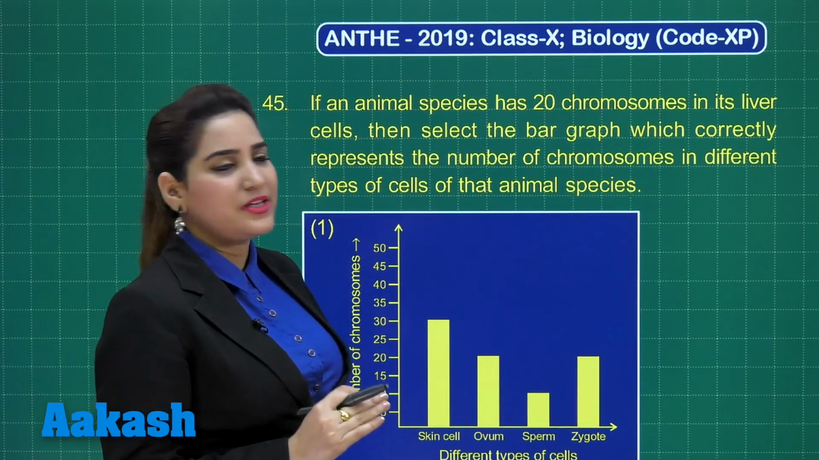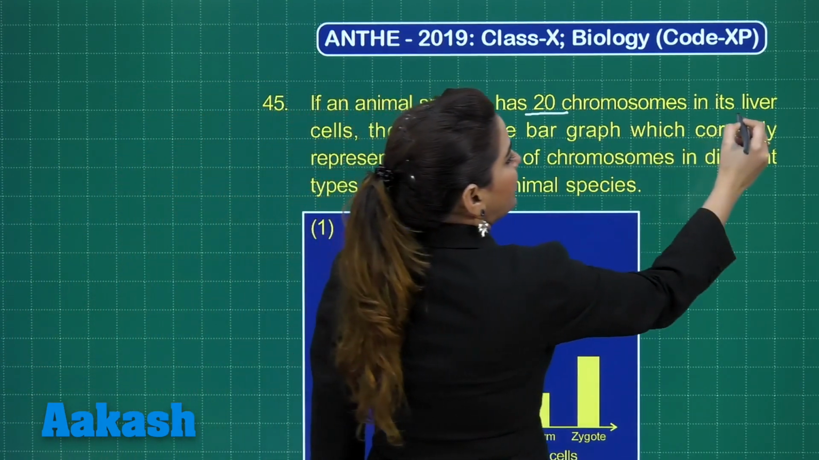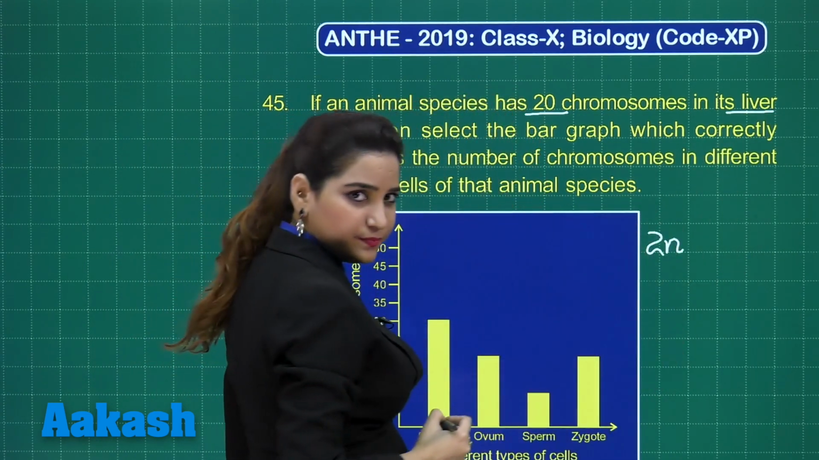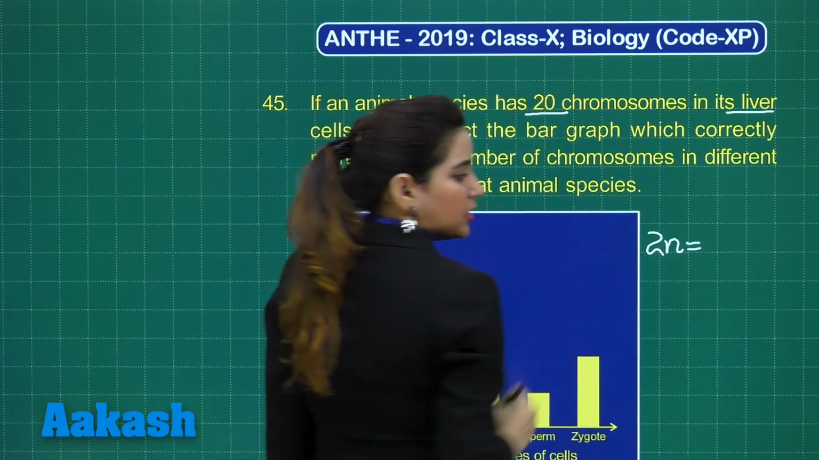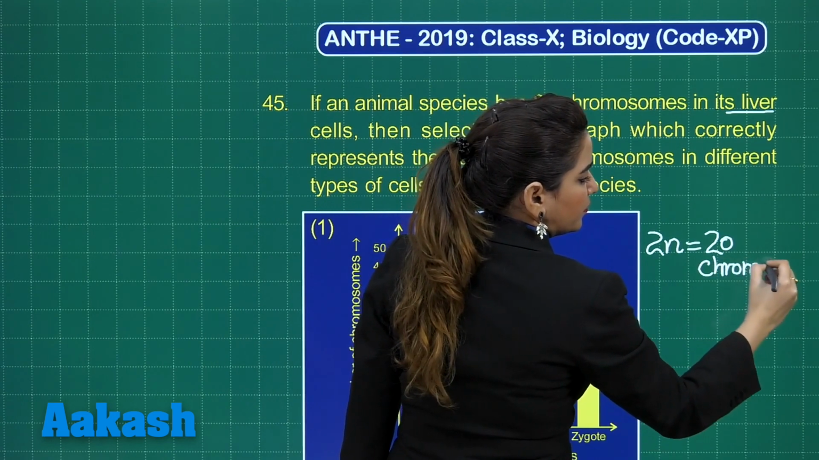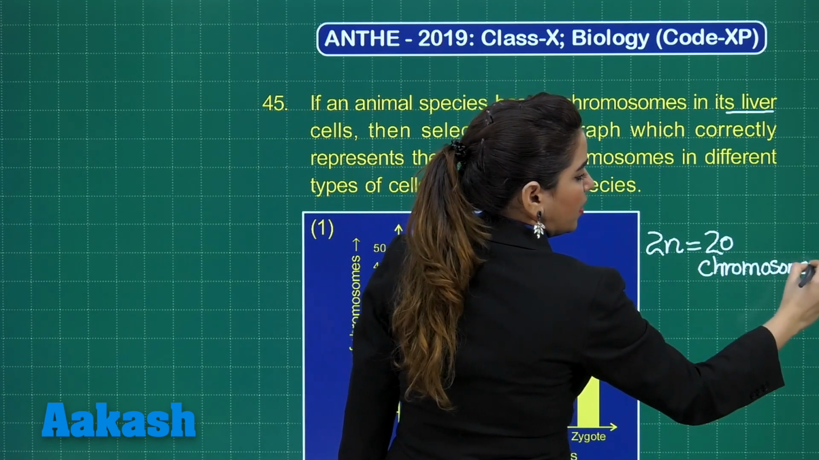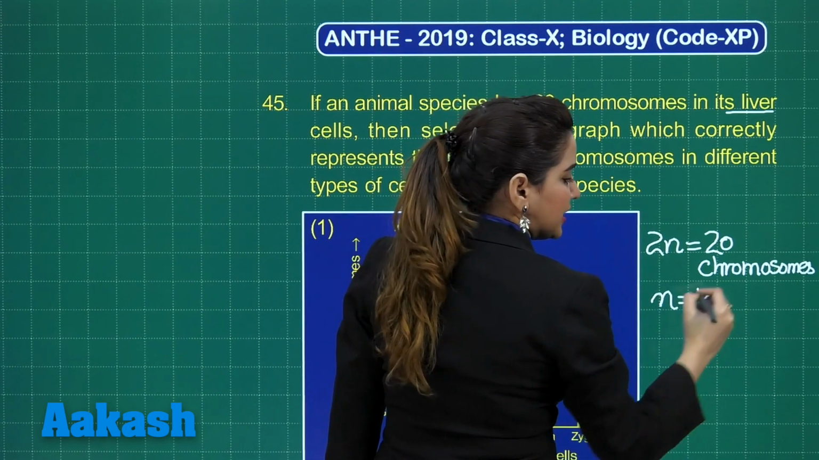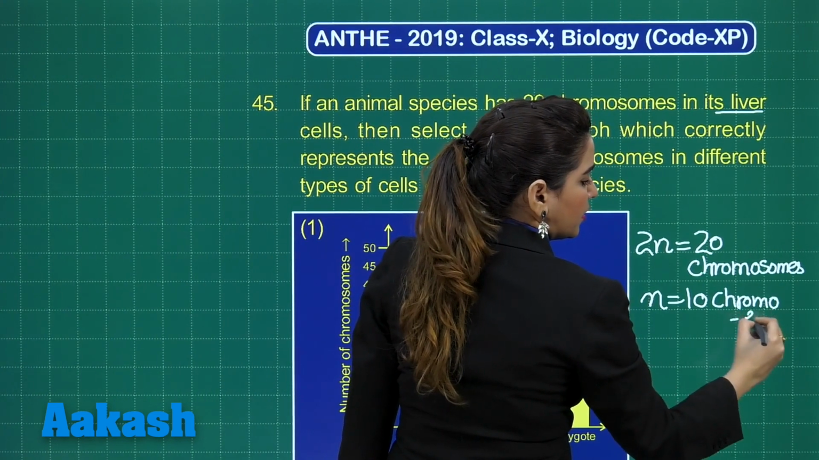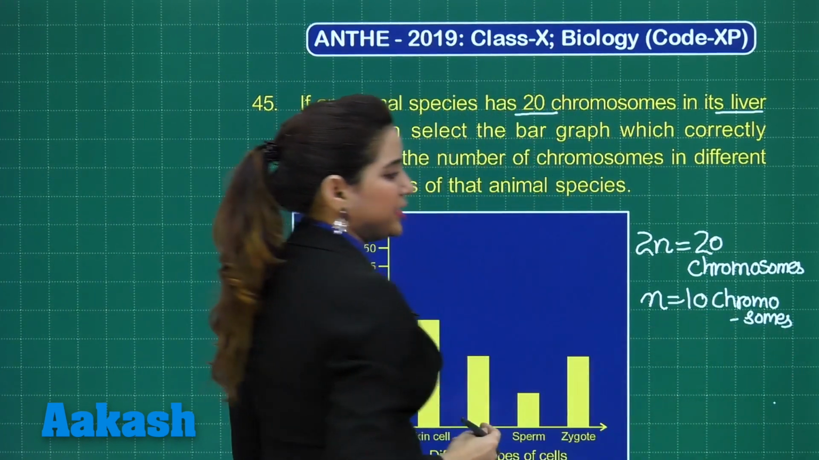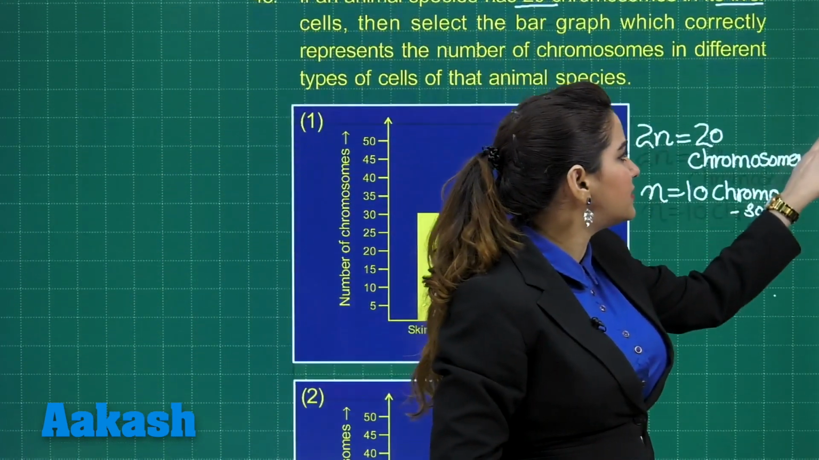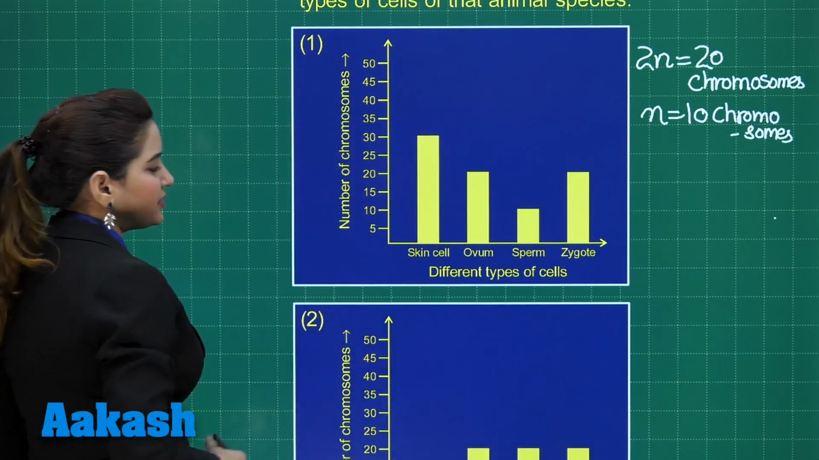Simple thing that you have to see here is 20 chromosomes are present in the liver cell. So liver cell is diploid. Can I write 2n for diploid? Is that easy? 2n is equal to 20 chromosomes. Okay? And n will be equal to 10 chromosomes. Now we know all the diploid cells should be 20 here and all the haploid cells should be 10.